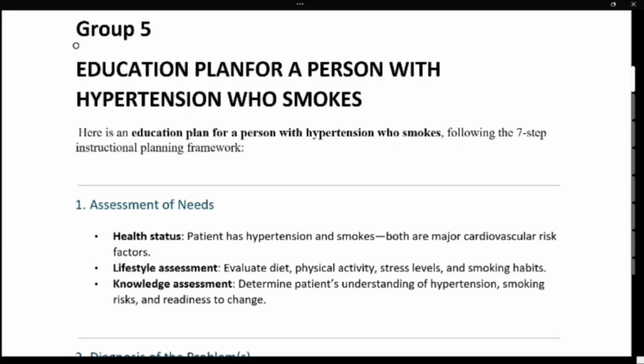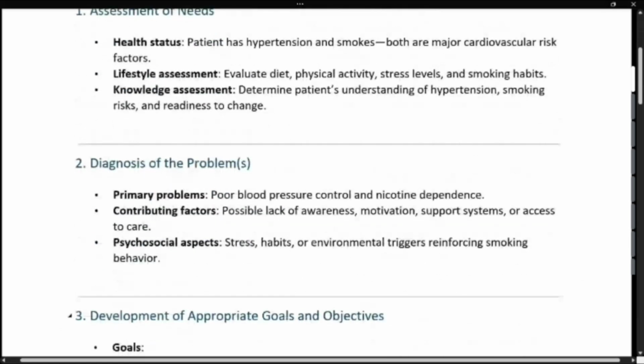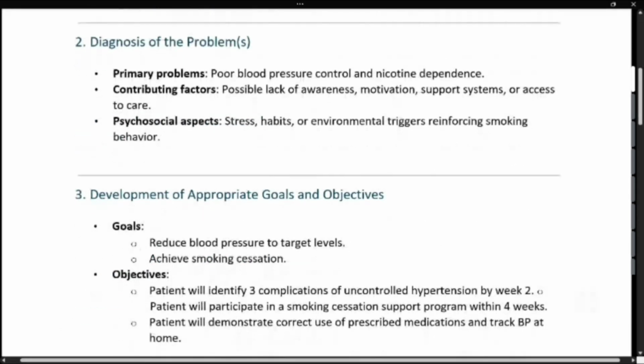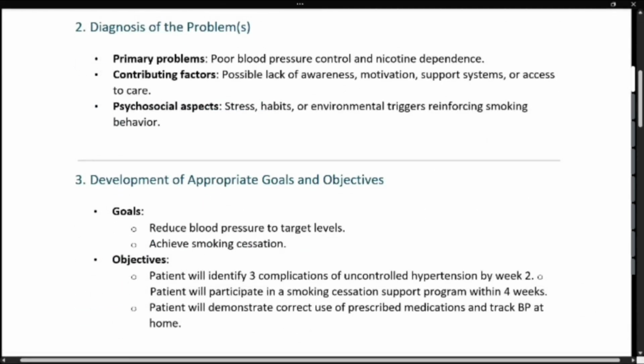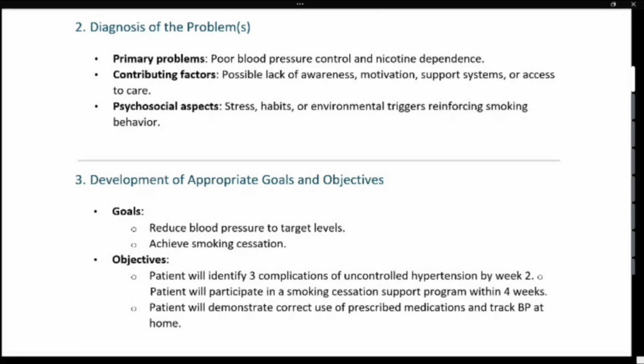Step number 2 is diagnosis of the problems. So we have the primary problems, which are caused by people who have hypertension and smoke. Probably we have poor blood pressure control, and then we have nicotine dependence because they are smoking.